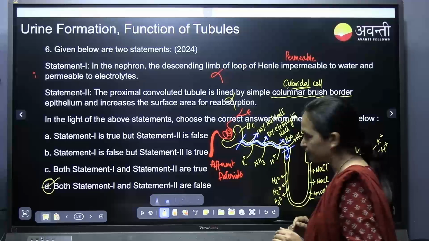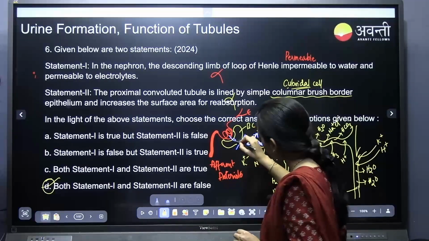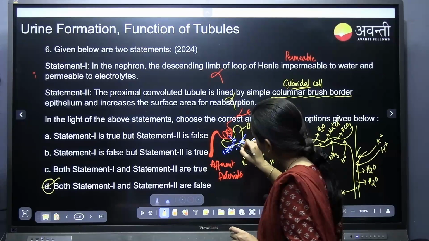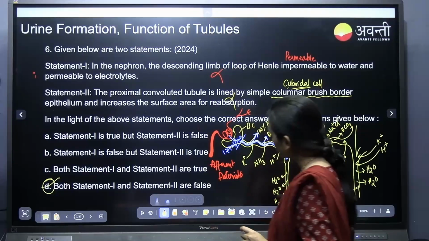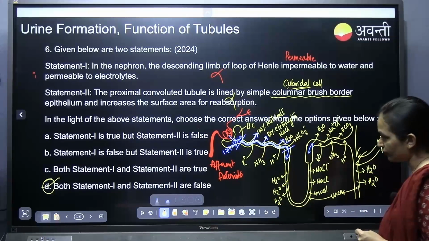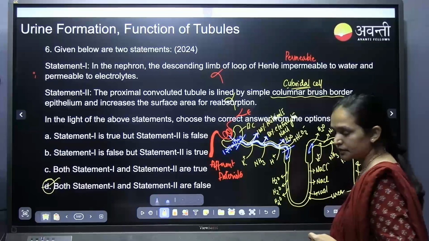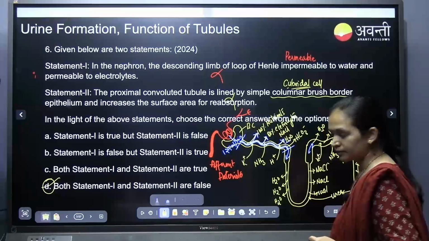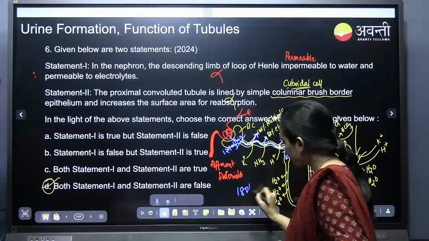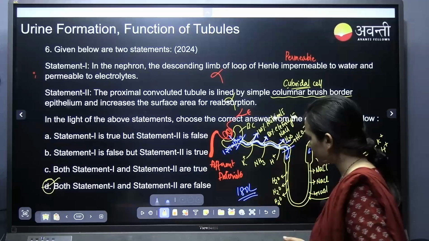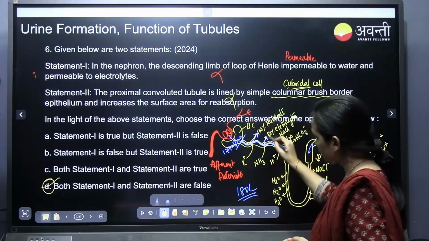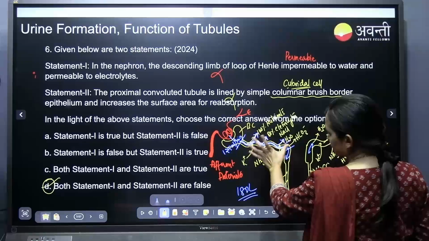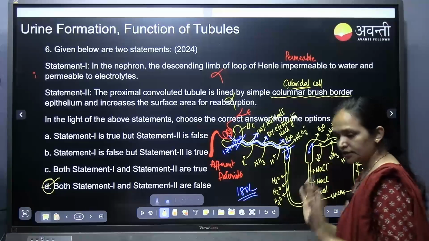In one minute, how much filtrate is there? 125 ml per minute is the filtrate from the glomerulus into the Bowman's capsule. Understood? So how much is it in a day? 180 liters. Nobody is excreting 180 liters of urine, because most of the necessary things are reabsorbed back. If we remove this part, is concentration happening?